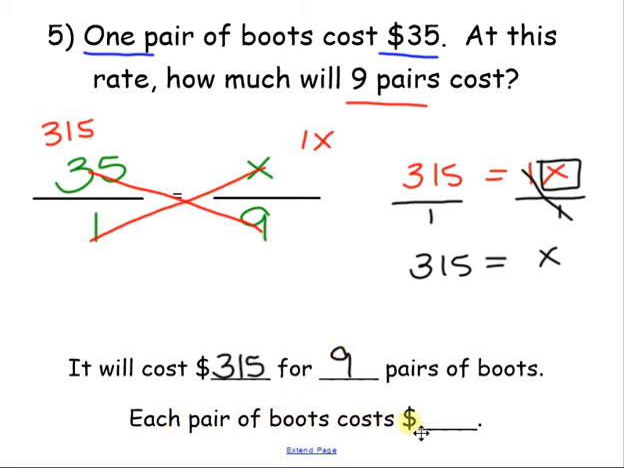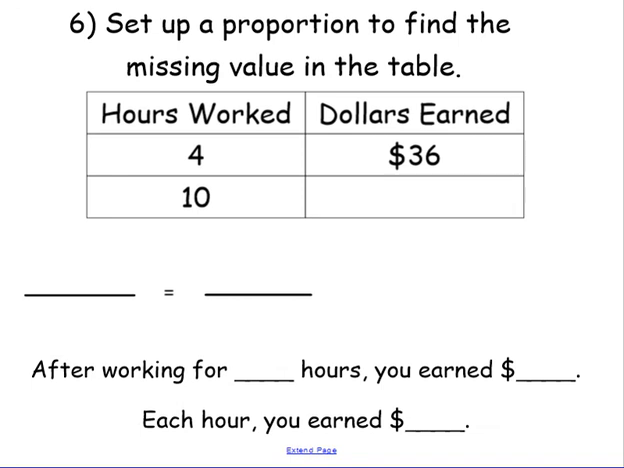Each boot will cost how many dollars? Well, I could sit here and find the unit rate, 315 divided by 9, but if I look back in the original problem, didn't it already tell me how much it is for 1 pair of boots? It did in the very first sentence. I know that they cost $35. Okay, now we have another problem here.